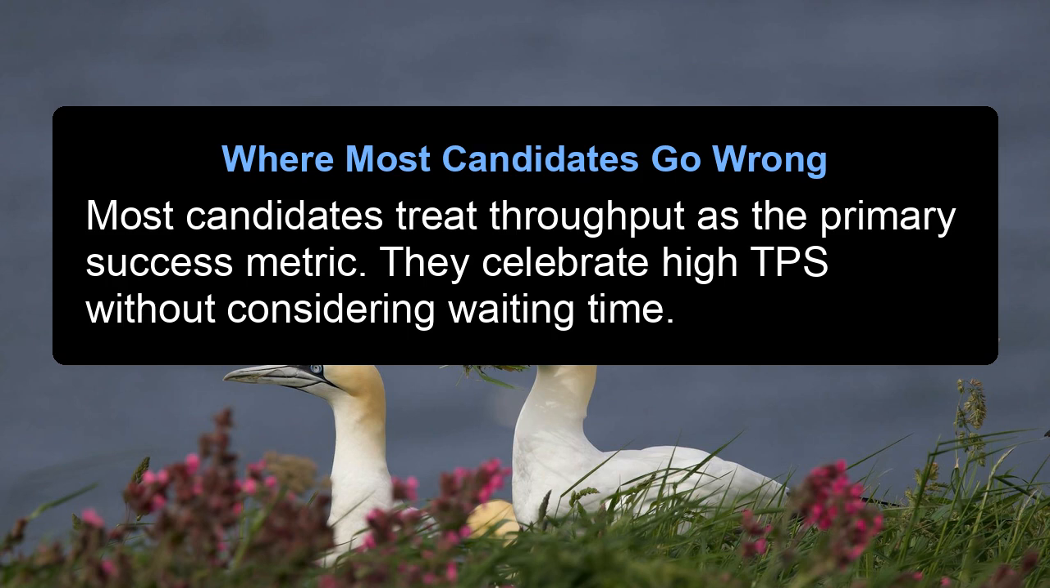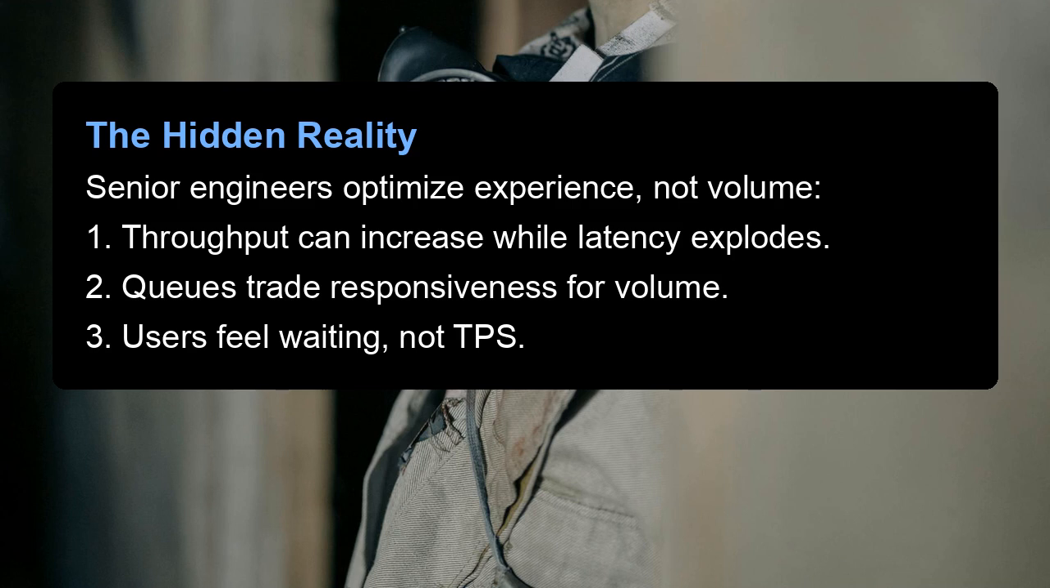Where most candidates go wrong. Most candidates treat throughput as the primary success metric. They celebrate high TPS without considering waiting time. The hidden reality. Senior engineers optimize experience, not volume. 1. Throughput can increase while latency explodes. 2. Queues trade responsiveness for volume. 3. Users feel waiting, not TPS.